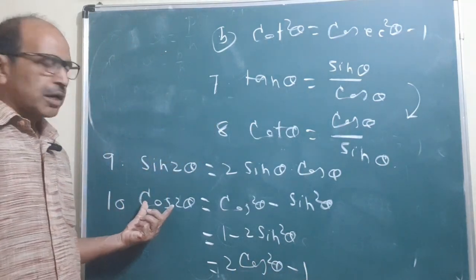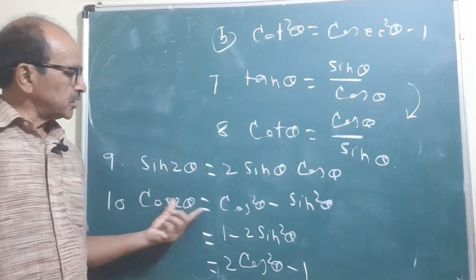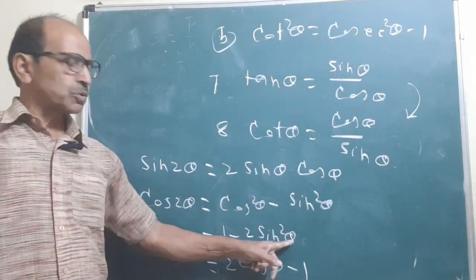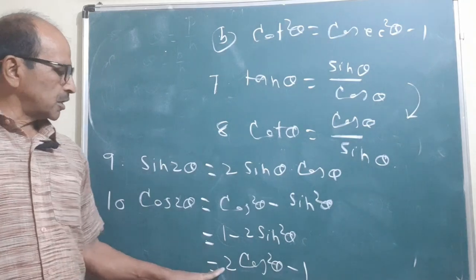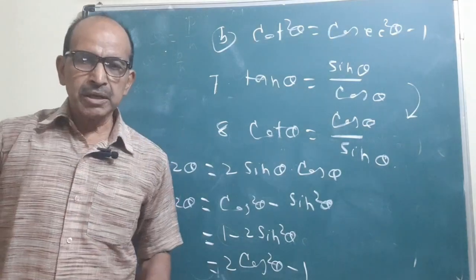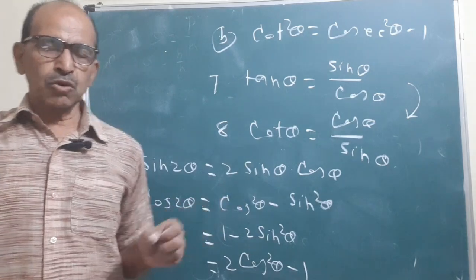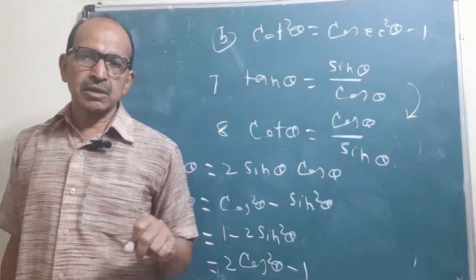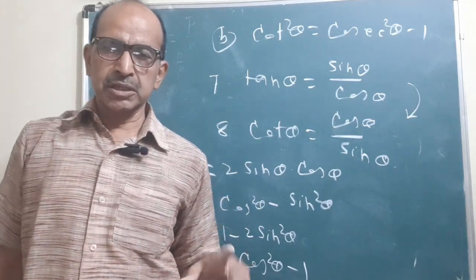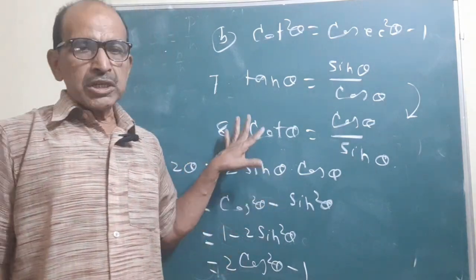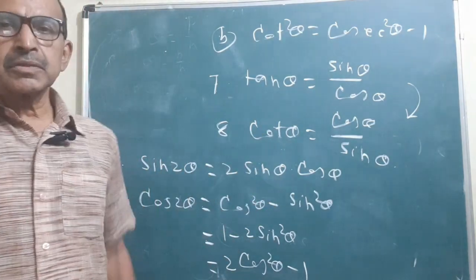So in this way you can remember: cos 2 theta is equal to cos square theta minus sin square theta, cos 2 theta is equal to 1 minus 2 sin square theta, cos 2 theta is equal to 2 cos square theta minus 1. These formulas, and also one more: sin 90 minus theta is equal to cos theta, cos 90 minus theta is equal to sin theta. So these formulas are sufficient for class 10th.